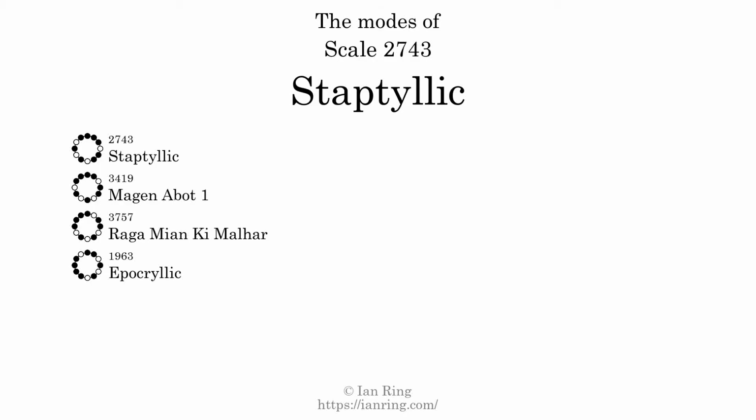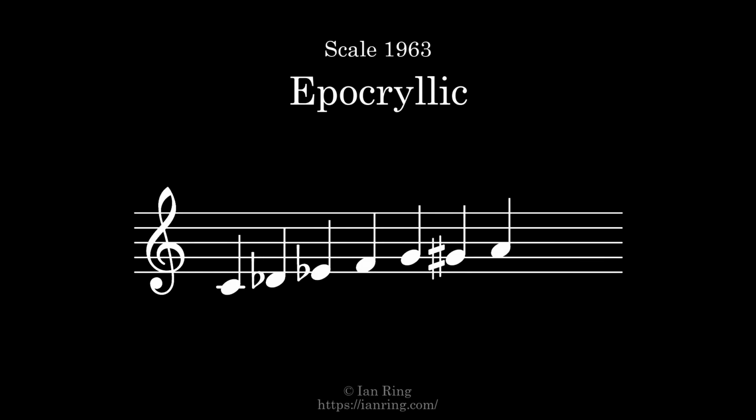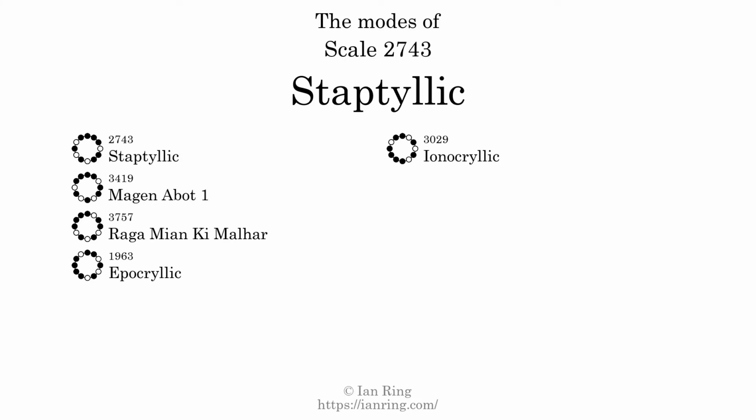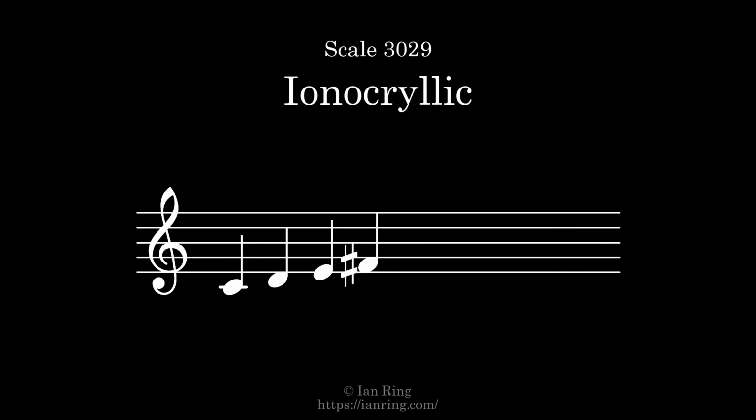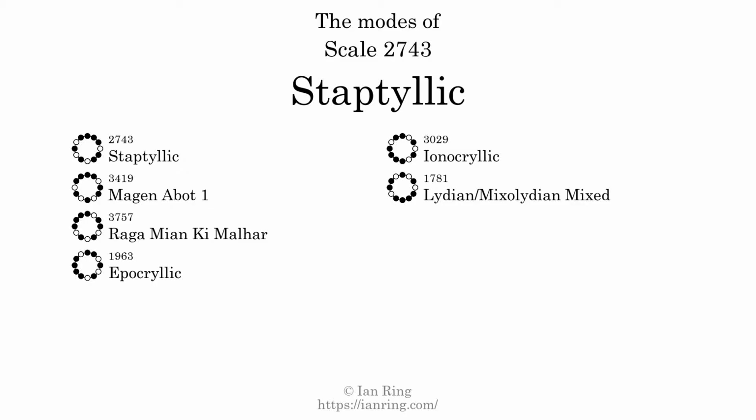The fourth mode is scale 1963, also known as Epicrylic. It sounds like this. The fifth mode is scale 3029, also known as Anacrylic. It sounds like this. The sixth mode is scale 1781, also known as Lydian mix or Lydian mixed. It sounds like this.